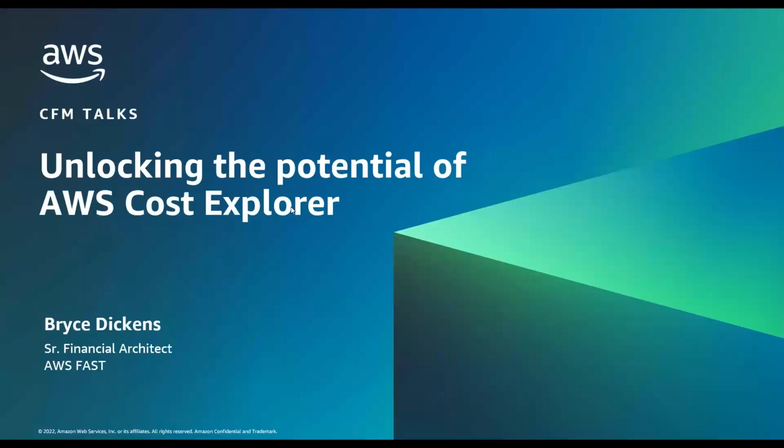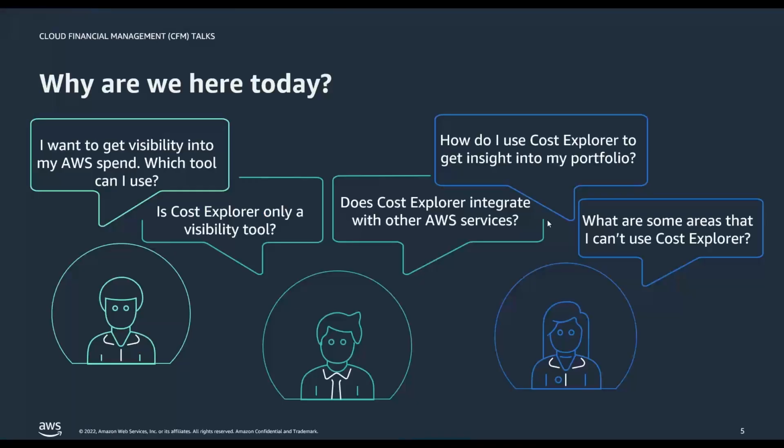As we do this next slide, we designed each one of these around some of those common questions that people like Bryce get asked in those day-to-day meetings. So how do I get visibility into my spend? What tool should I use? How could I use it? Is Cost Explorer only a visibility tool, or is there more to it? I think the most important part of this call is actually, how do I use Cost Explorer to get more insight into my portfolio? How does it integrate with other services? And what are some areas where I can't use Cost Explorer? So what's it good for, but also, when might I need another solution?